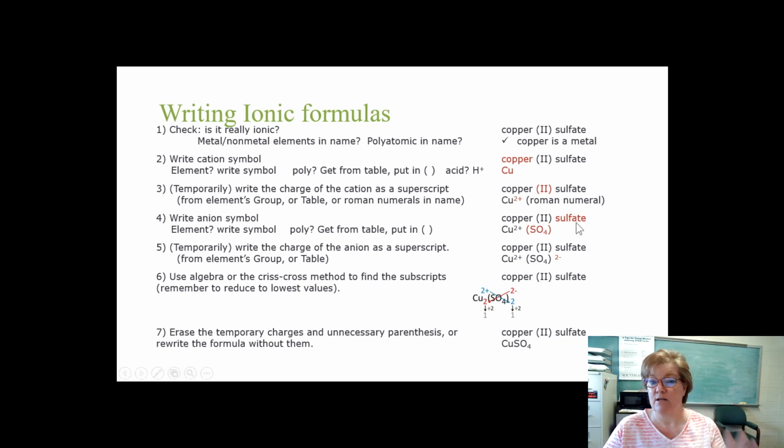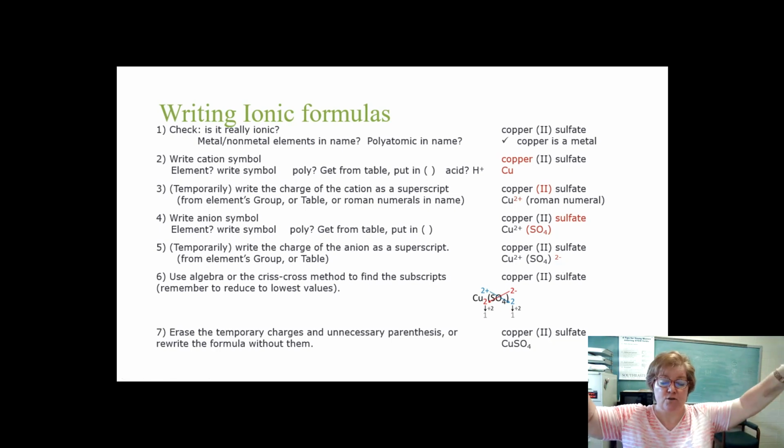Then I go looking at the second part of the name. The anion name is sulfate. I recognize that's the name of a polyatomic. SO4, I put it in parentheses, and then I get its charge is -2. I put that outside of the parentheses. So I have +2, 2 minus. I'm going to crisscross them down to 2 and 2 without their signs. But 2 and 2 can be reduced down to 1 and 1. They can both be divided by 2 to reduce them to 1 and 1.